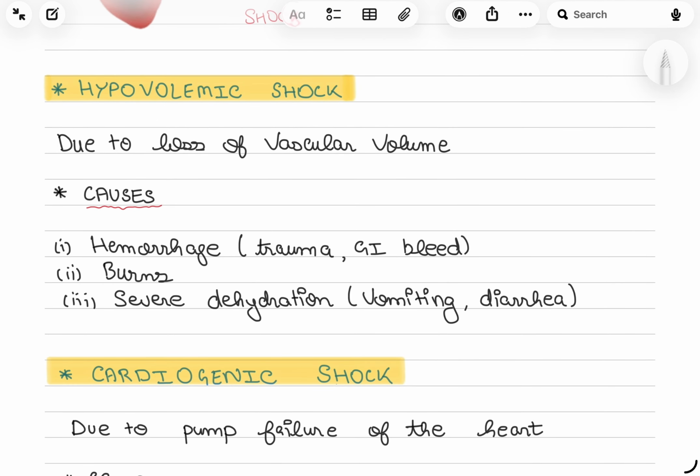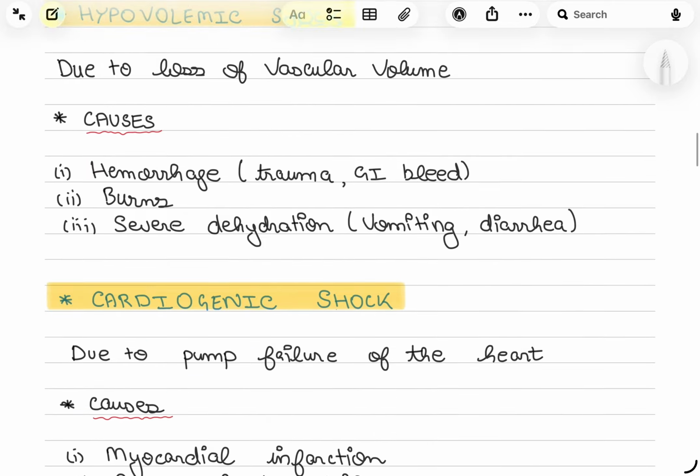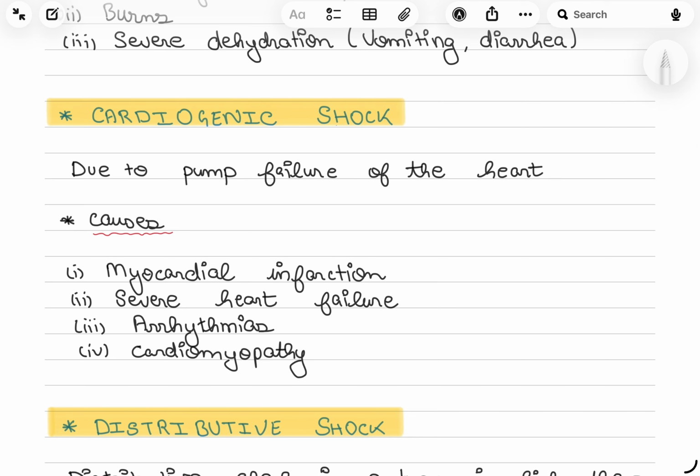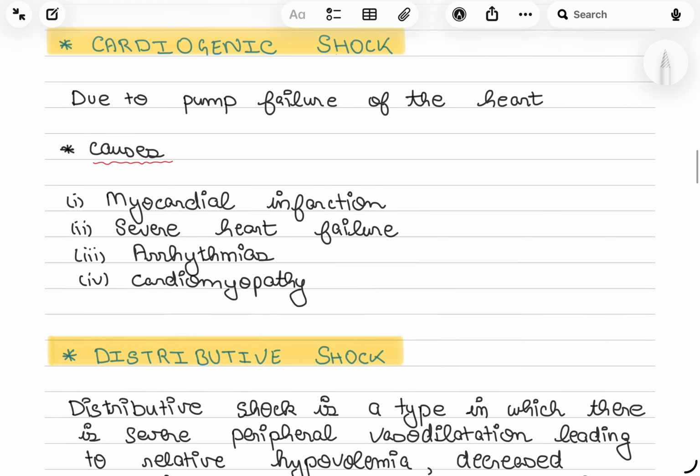What is hypovolemic shock? Hypovolemic shock occurs due to loss of vascular volume. Causes are hemorrhage, that's trauma or GI bleeding, burns, and severe dehydration, which occurs due to vomiting or diarrhea. Cardiogenic shock is due to pump failure of the heart. Cardio means heart, so the heart fails to pump the blood. Causes are MI, severe heart failure, arrhythmias, or cardiomyopathies.